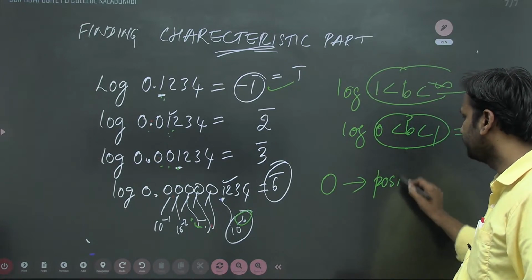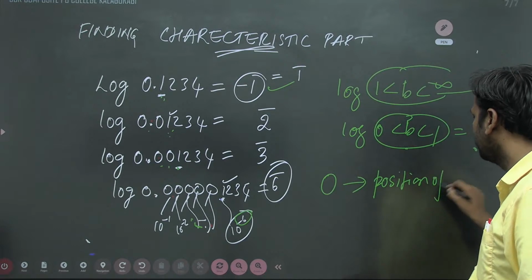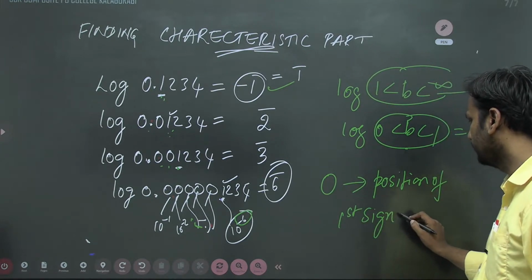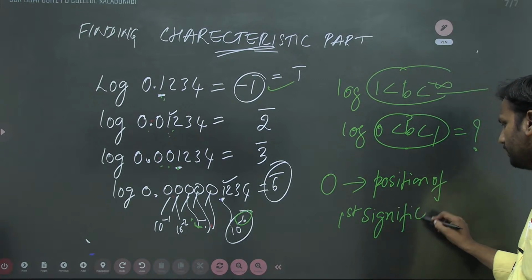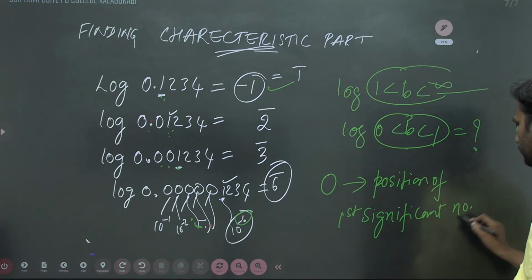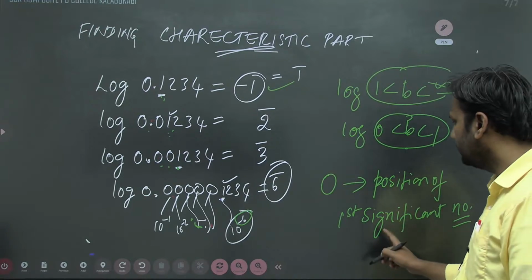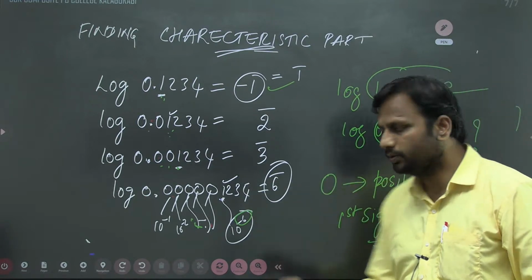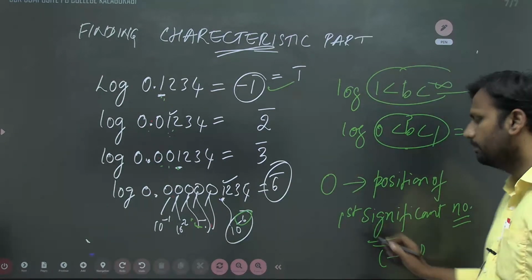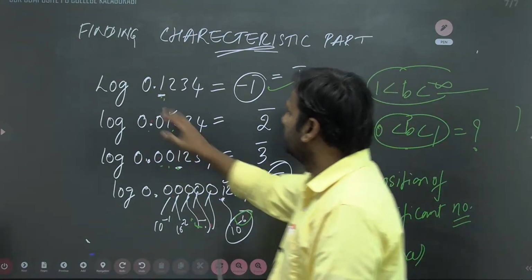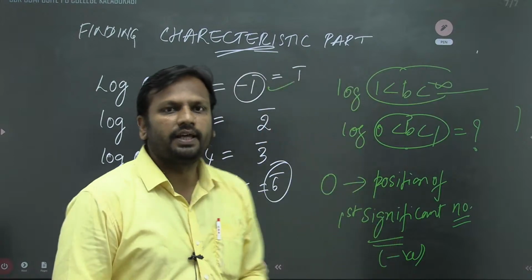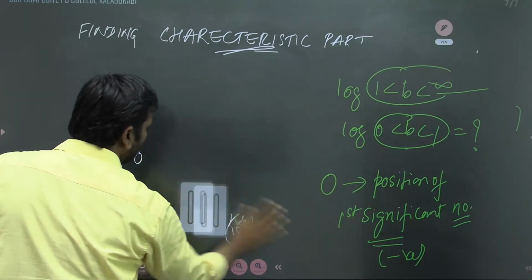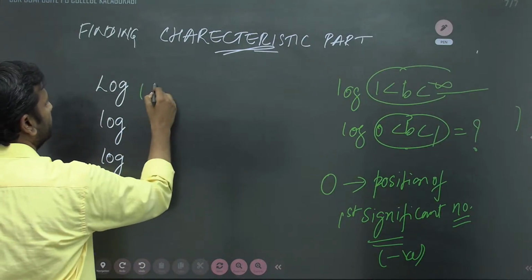Position of the first significant figure, right? The position of the first significant figure is the characteristic part. That you should mention in the bar here, negative. Got it? Now, if they are not zero digits, they'll be providing it like this. If it is not zero digits, they'll provide it in this way here.